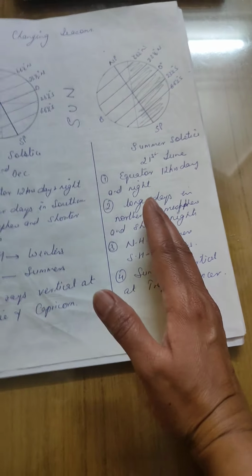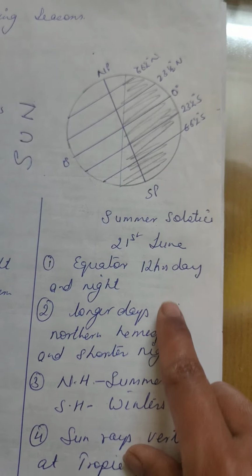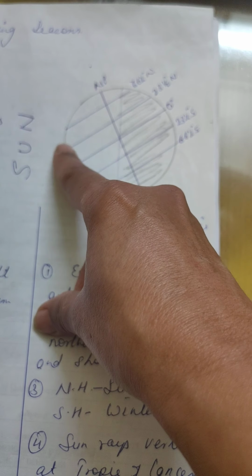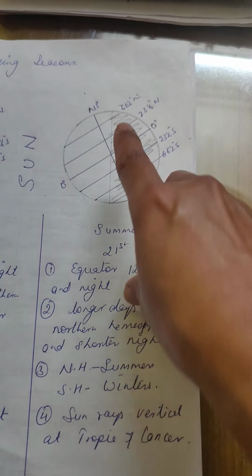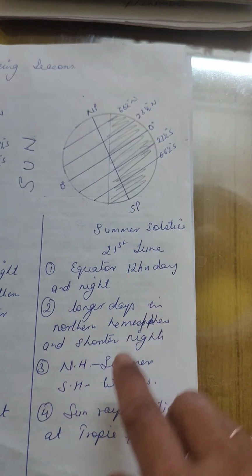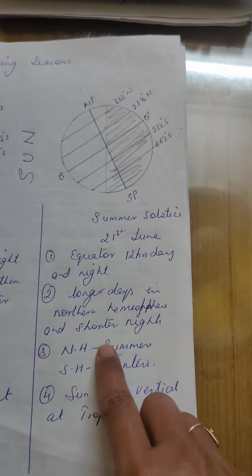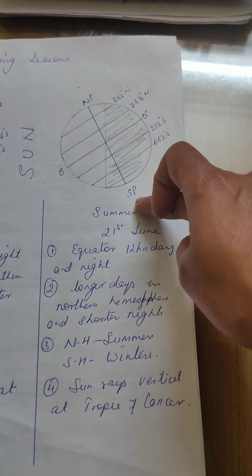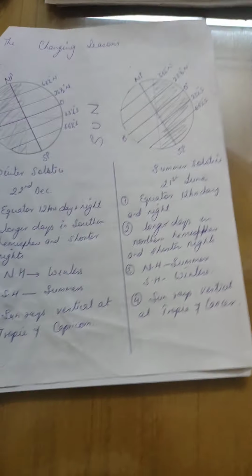The exact opposite happens on 21st of June here. Here also, the equator has 12 hours of day and 12 hours of night, but the sun rays are falling vertical on the Tropic of Cancer, that is 23.5 degrees north. And since it is falling on the Tropic of Cancer, we have longer days in the northern hemisphere and shorter nights. The northern hemisphere will have summers, and the southern hemisphere, which is facing away from the sun, will have winters, and the sun rays will fall vertical on the Tropic of Cancer.